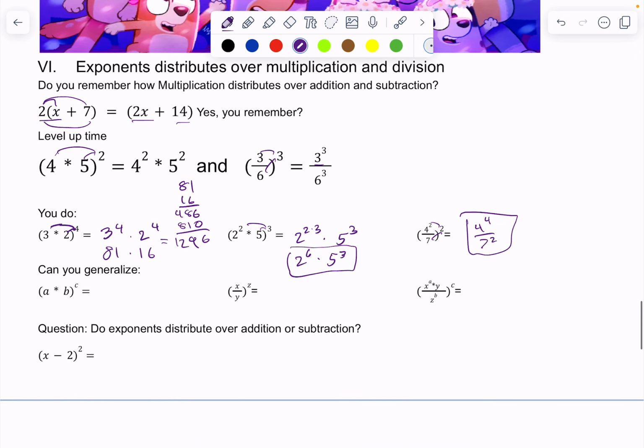This applies generally too, so even to letters, it will still work. A to the C times B to the C. This distributes, the Z distributes to the X and the Y. So x to the z over y to the z. This distributes to all 3 points that are in here. So x a c times y c over z b c.